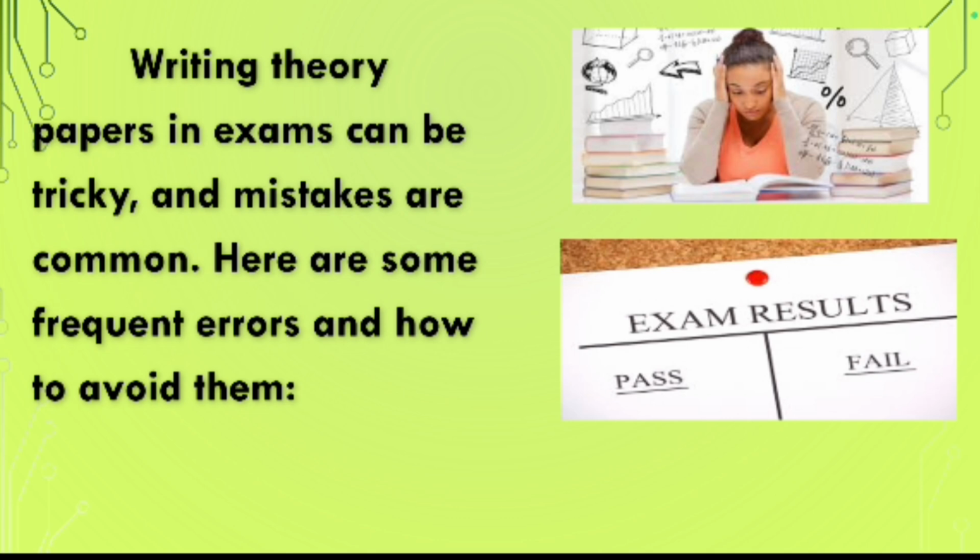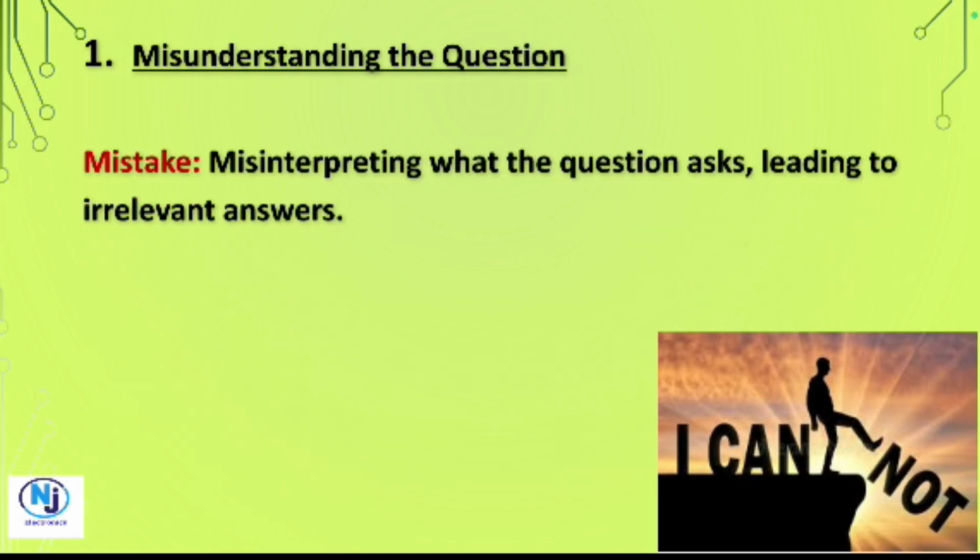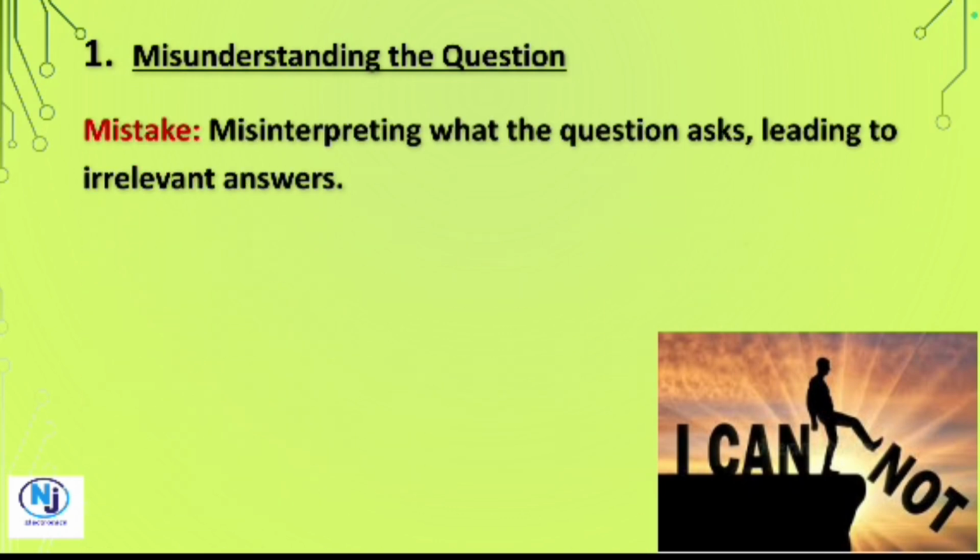The first mistake made by students is misunderstanding the question. The common mistake is misunderstanding what the question asks, leading to irrelevant answers. Most of the time students do not read the question properly and just pick one word and start writing, and the answer is irrelevant to the main question.